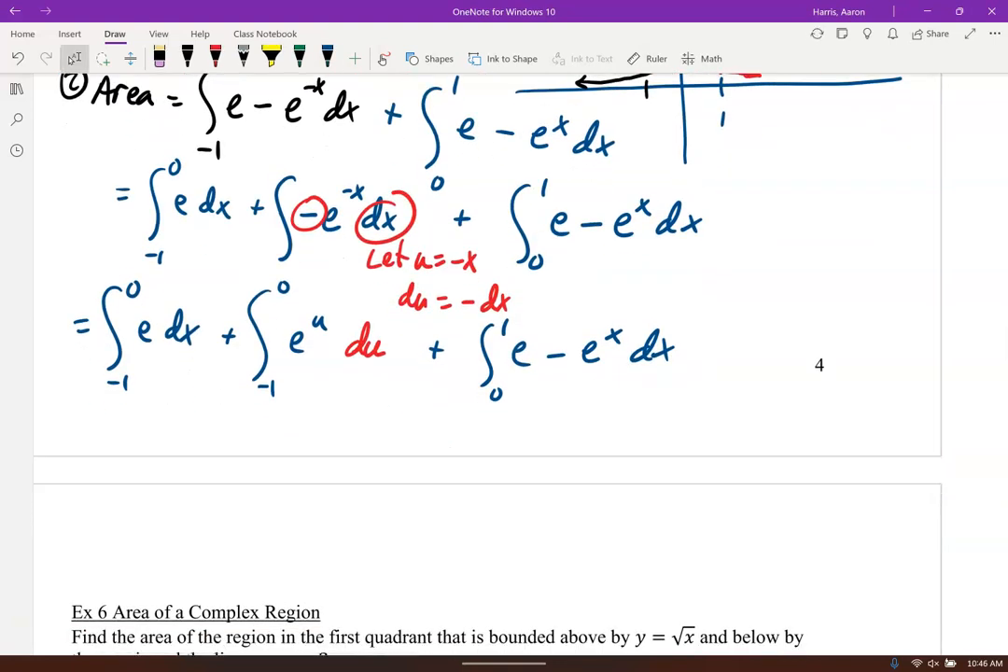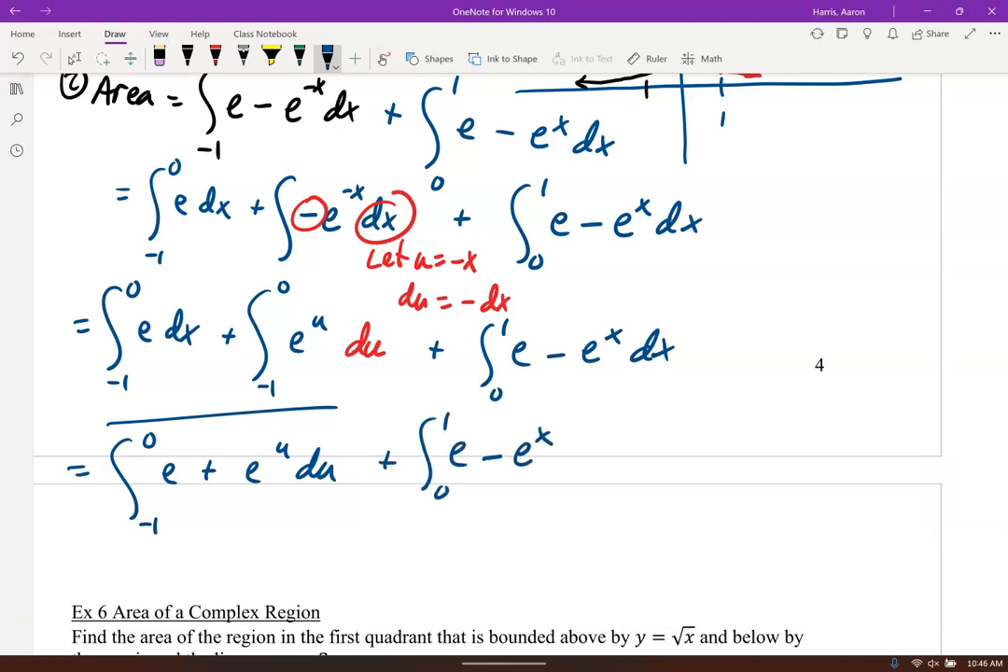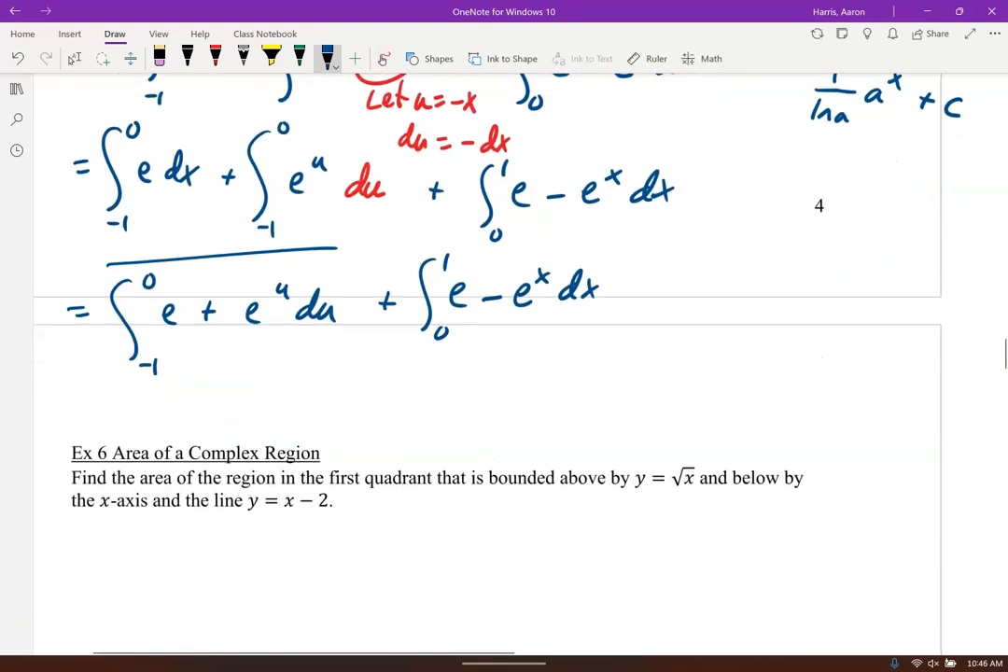And so now we can just run this. And notice you've just got a constant on this, so you can actually put these two together. e plus e to the u du. And now we'll run it. And if you remember, the integral of a to the x dx is 1 over ln of a times a to the x, plus a constant. Of course, in this case, there's no plus constant. So that's what we're using here.